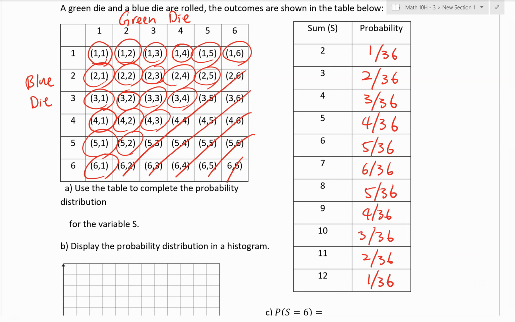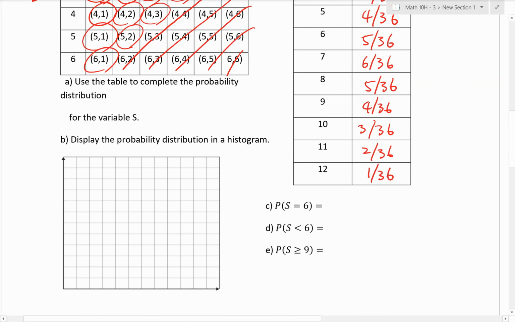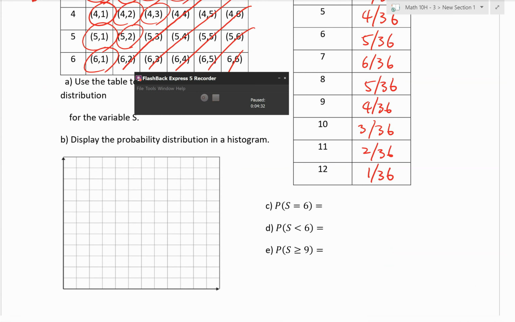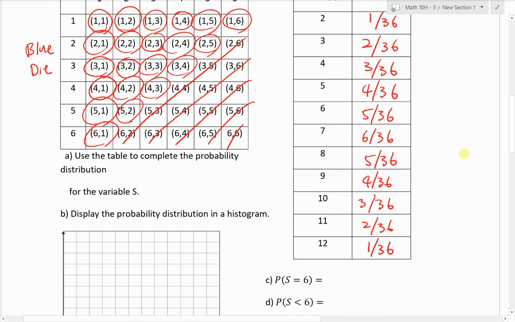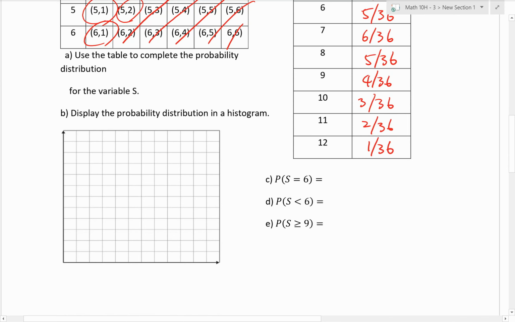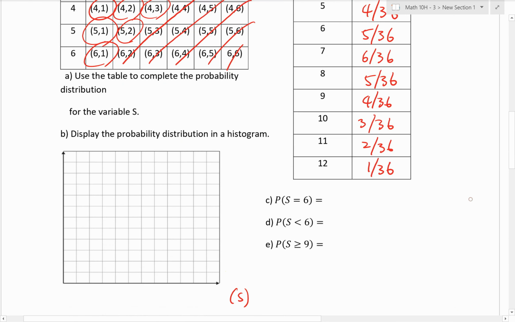Part B, we want to display this probability distribution in a histogram. So if you recall what a histogram is, we are going to draw a histogram. To draw the histogram, we must label the axes. For the x-axis, in this case, is the sum. And for the y-axis would be the probability.